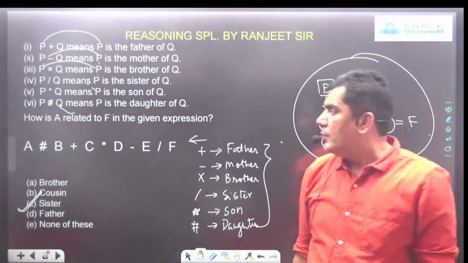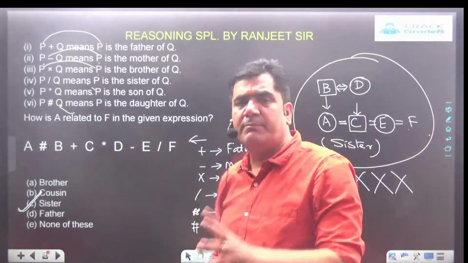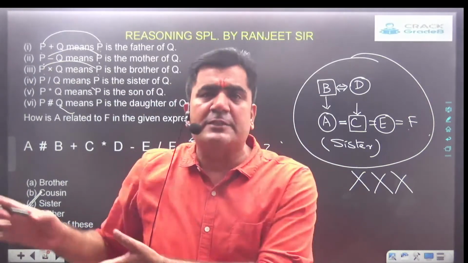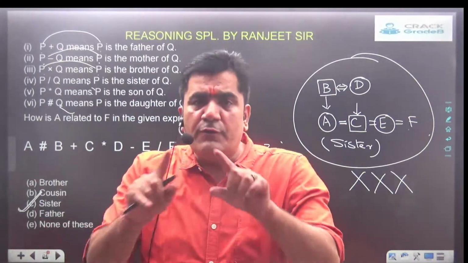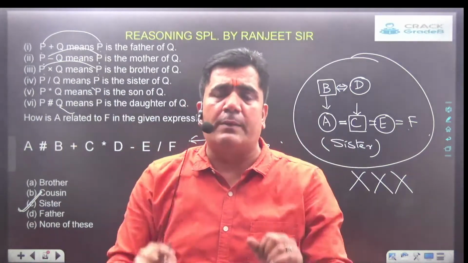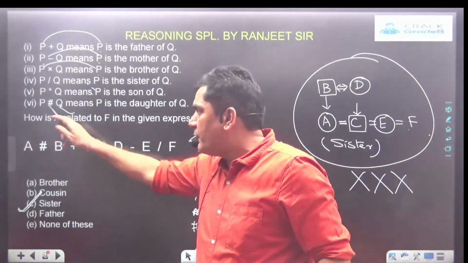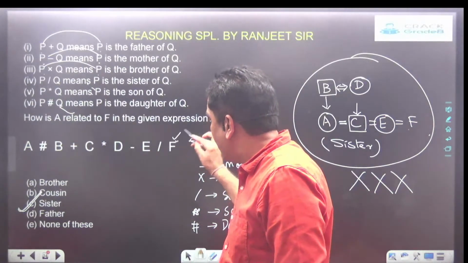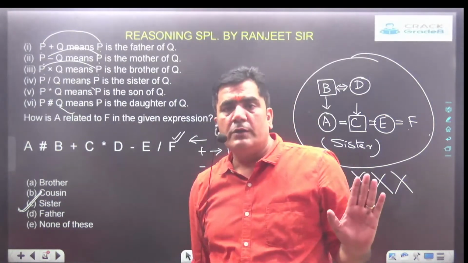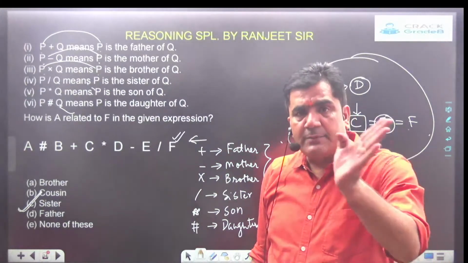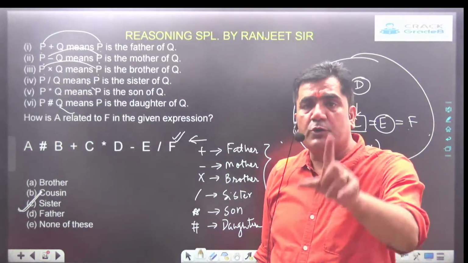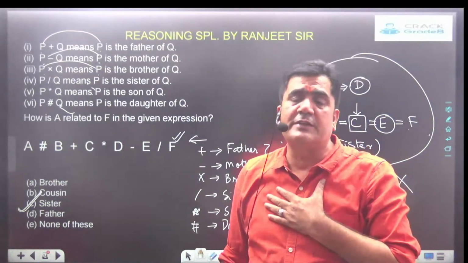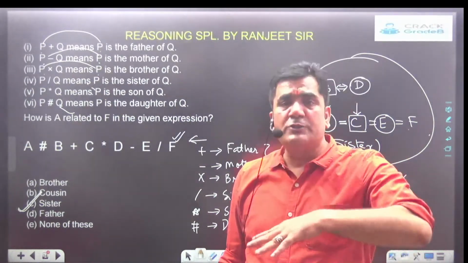Now, whenever I start from the last, my simple technique is to involve my own family in this problem. Try to involve your own family in this problem. And always remember, whenever the first person comes at the first place, always assume yourself to be F, the last person. Now here I am assuming myself as F.